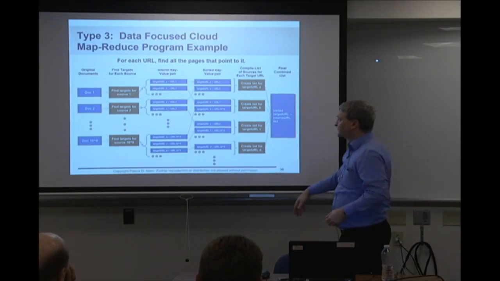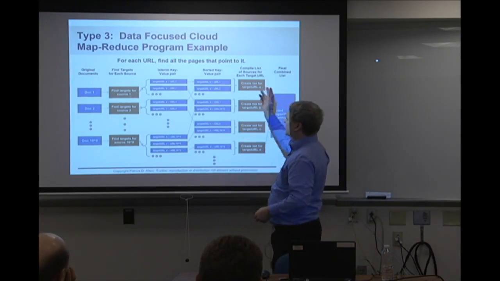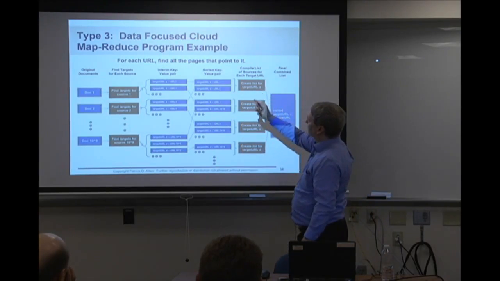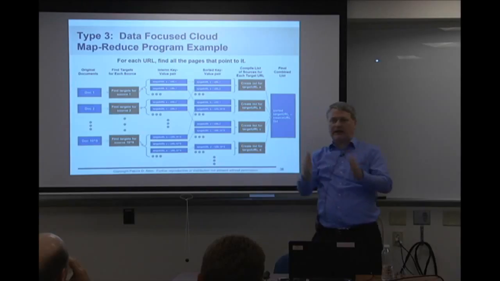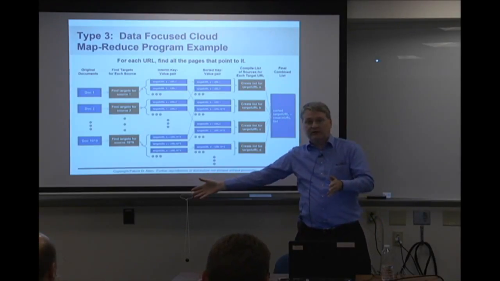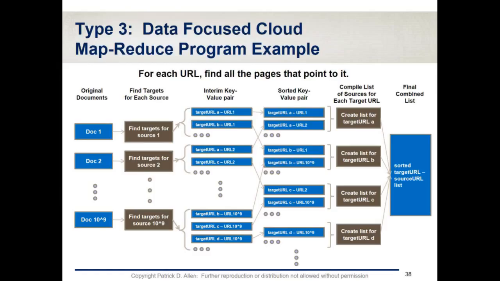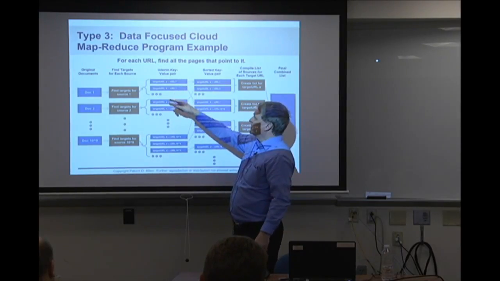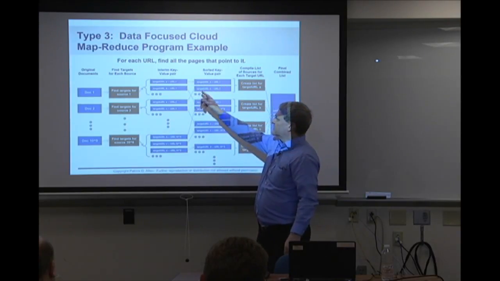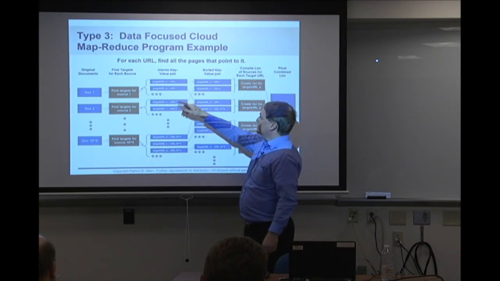And here's an example. Let's say you're trying to find, for each URL, all the pages that point to it. Now, it's real easy if you're on a page to know what it points to. But it's not that easy to figure out what points to it. Okay? So in order to do that, what you first have to do is take the first page and find all of its targets, and you list out its key value pairs: this target is pointed to by this URL, that's the target, this URL points to that target.